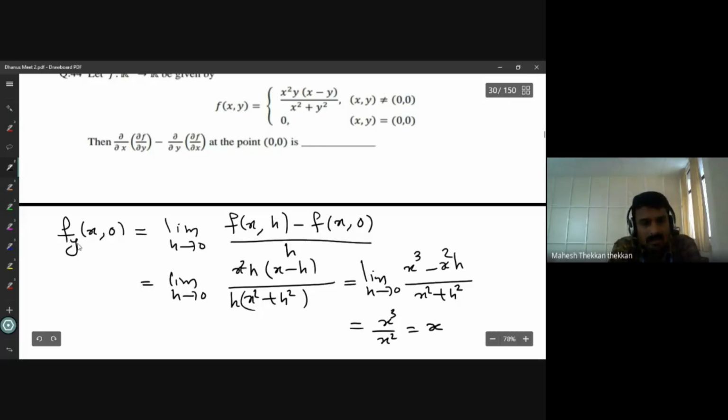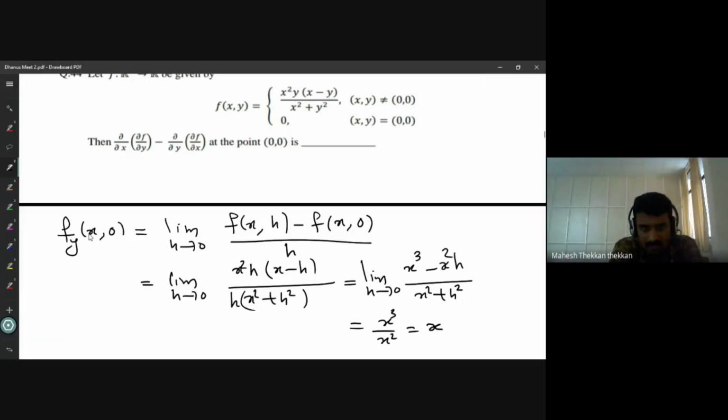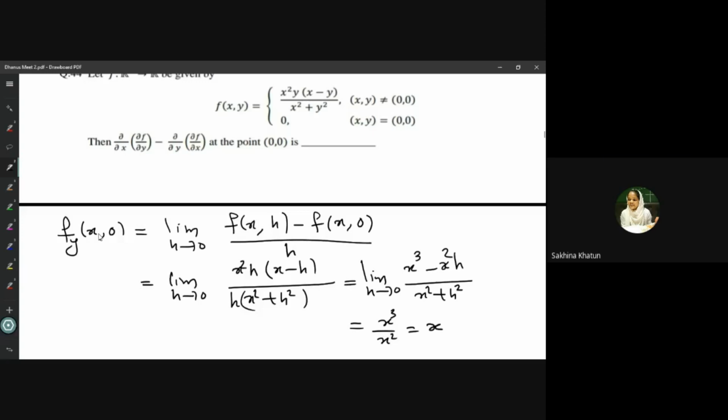While taking the derivative with respect to y, we will consider x as a constant. After taking the derivative with respect to y, it will turn out to be a function of x alone, but evaluating at the point x comma 0. What I actually wanted to look at is 0, 0. First I have to take the partial derivative with respect to y, then with respect to x, and evaluate it at the point 0, 0. So fx, fy at 0, 0 is what I wanted to look at.